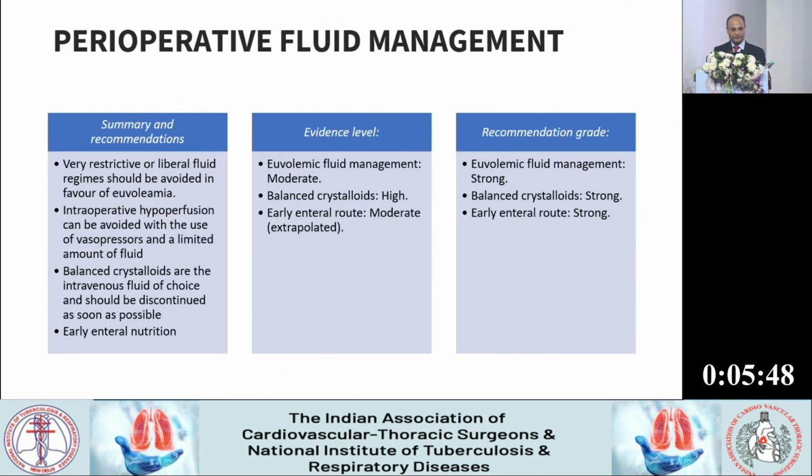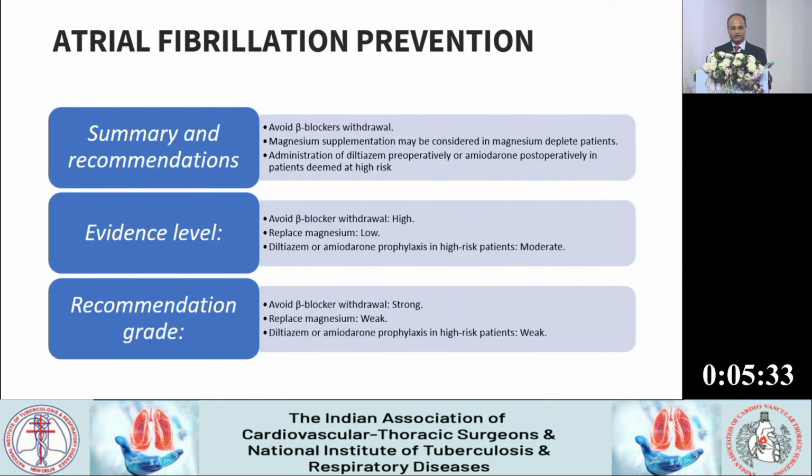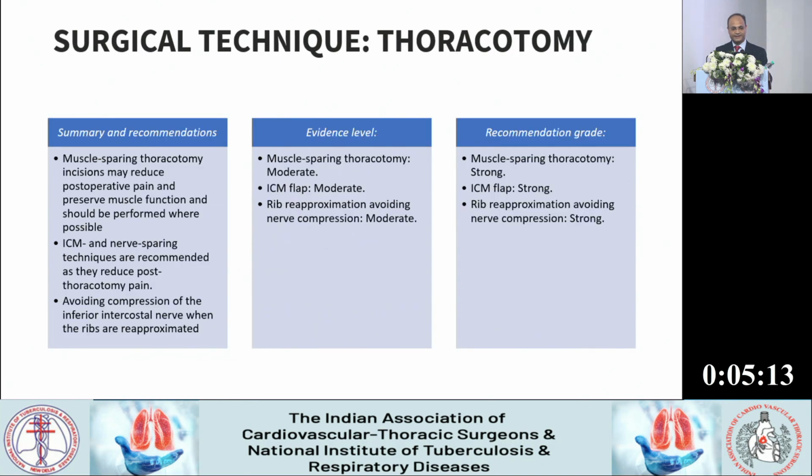A very restrictive or liberal fluid regime should be avoided in favor of euvolemia. Intraoperative hypoperfusion can be avoided with the use of vasopressors and a limited amount of fluid. Balanced crystalloids are the intravenous fluid of choice and should be discontinued as early as possible, and early enteral nutrition should be started. Avoid withdrawal of beta blockers as it will lead to post-op atrial fibrillation. Magnesium supplementation may be considered in magnesium-depleted patients. There is low evidence for the prophylactic use of diltiazem or amiodarone for these patients.